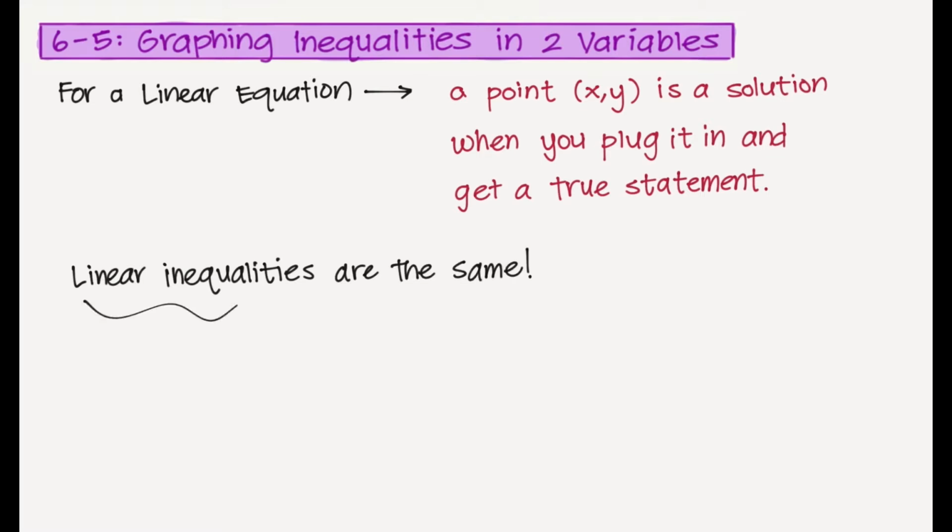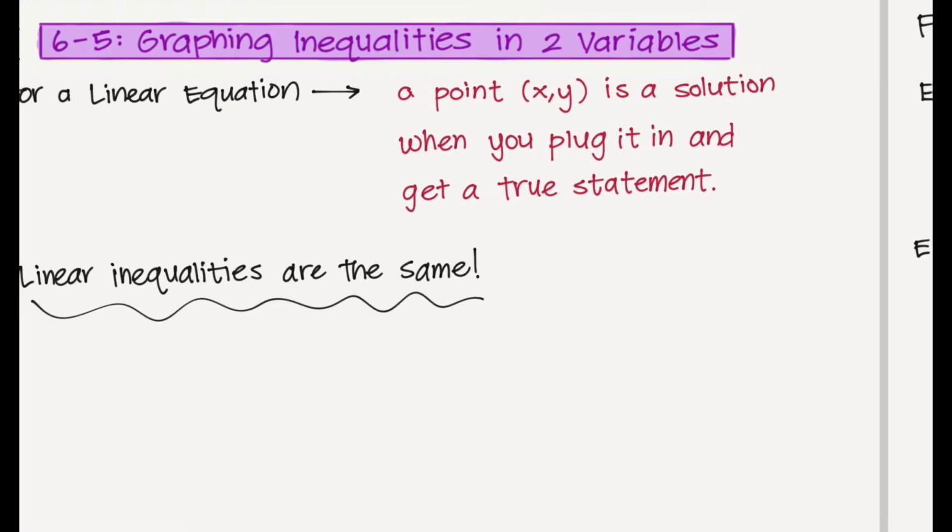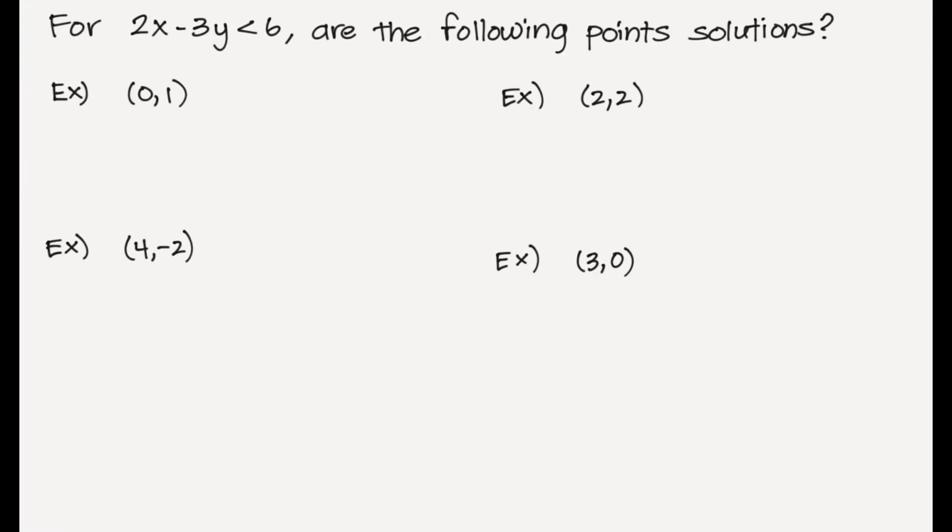So let's go ahead and do some practice right now of plugging a point in. So 2x minus 3y is less than 6. Let's see if these points are solutions. So 2 times 0 minus 3 times 1, is that less than 6? Well, that's 0 minus 3, which is negative 3, and that is less than 6. So yes, that point is a solution.